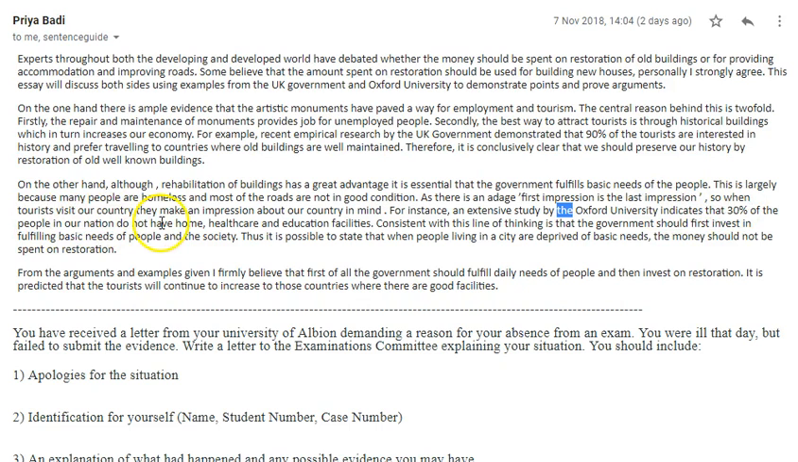nation do not have homes, healthcare, or, because it's negative, or education facilities. Consistent with this line of thinking is that the government should first invest in fulfilling basic needs of the public and the society. Thus, it is possible to state that when people living in a city are deprived of basic needs, the money should not be spent on restoration.